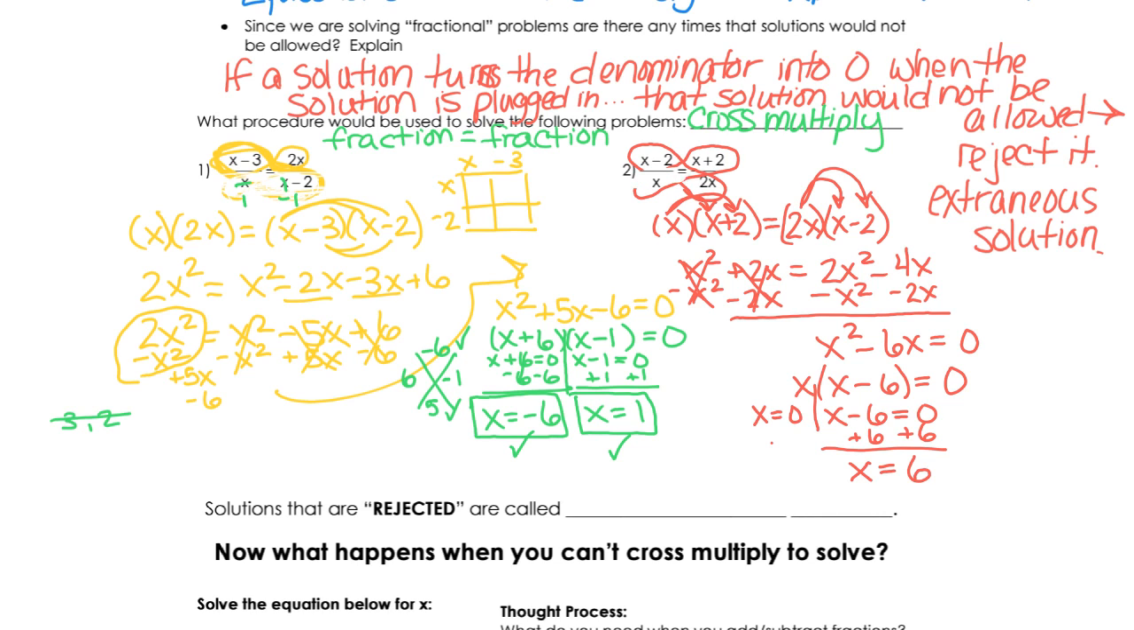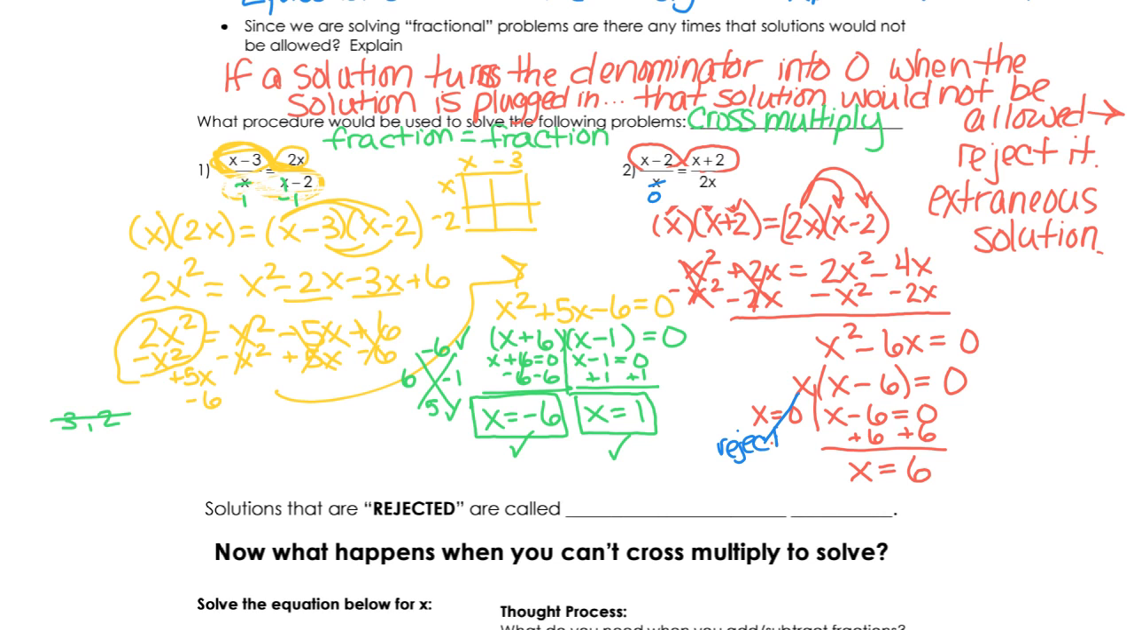Okay? Now what we have to do is go back up and double check that our solutions don't make our denominators 0. If they do, they have to be thrown out. So let's go ahead and take our first solution of 0. And as soon as I replace that x with our solution of x equaling 0, right there, that has to get thrown out. We are going to go ahead and reject this.